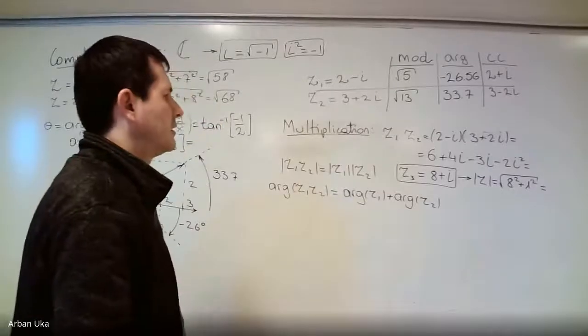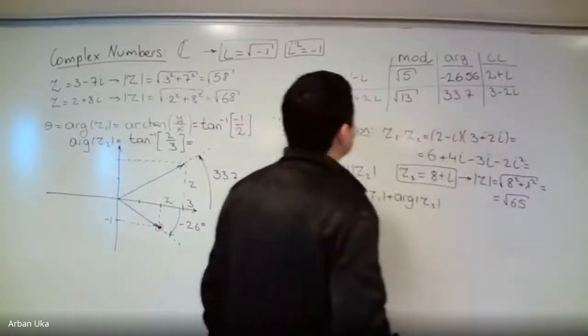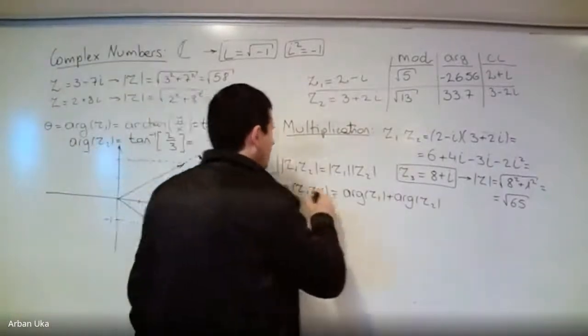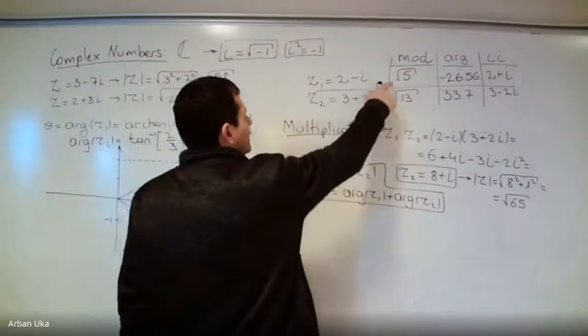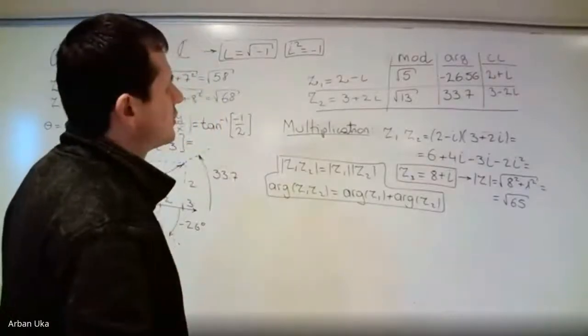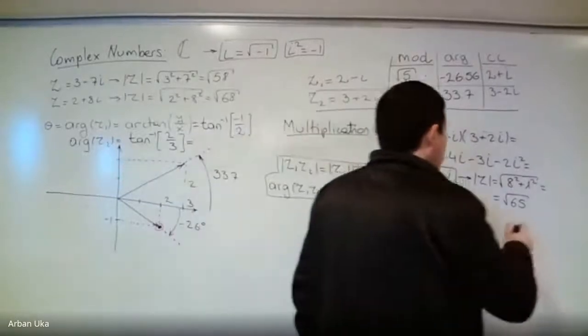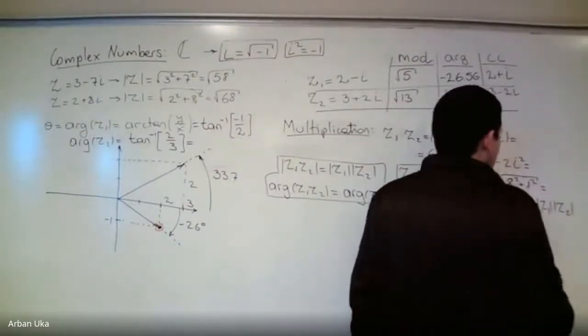65, 65, 65, right? We get here 65. Then, if this is 65, let's check if the first property is right. What is the modulus of Z1 times the modulus of Z2? Square root of 5 times 13. So, square root of 5 times square root of 13, we really get the square root of 65. So, the first statement is confirmed. This square root of 65 is equal to the modulus of Z1 times modulus of Z2.